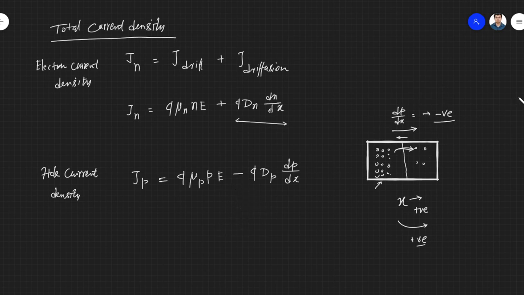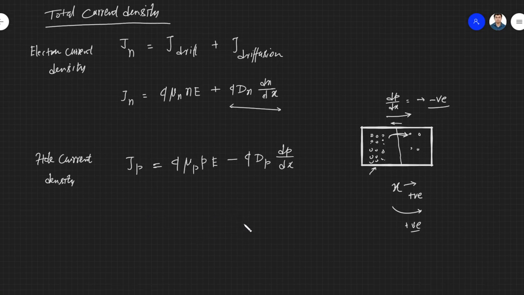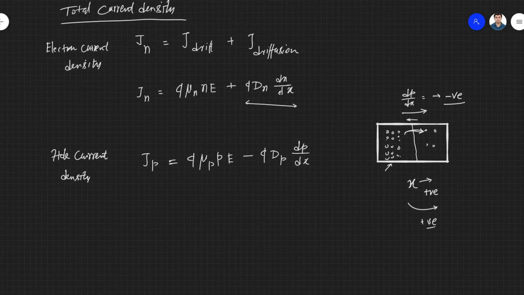Okay. So we have the current because of electrons and the current because of holes, or current density, basically, measured here. Now, if you want the total current density, you can guess it, right? It will be the sum of the electron contribution and the hole contribution.